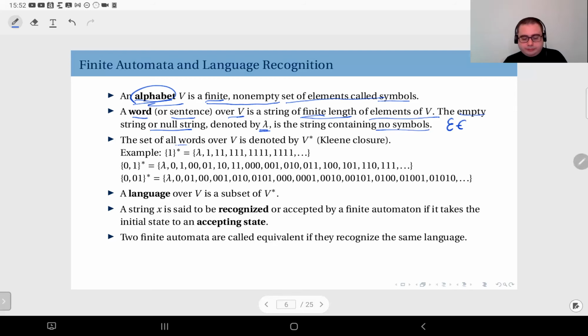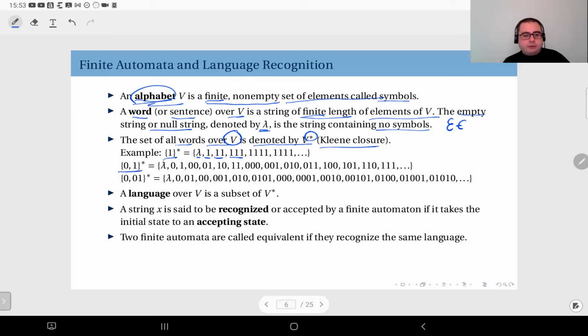And the set of all words possible over the alphabet V is denoted by V star, and we call this the Kleene closure. So this is the Kleene star operator, and essentially it's defined as the set of all possible strings that can be obtained by concatenation using the symbols in this alphabet. So for instance, the Kleene closure of the set consisting of just the symbol 1 is a set consisting of the empty string, 1, 11, 111, and so on. All possible strings that we can construct using the symbol 1. And this always includes the empty string.